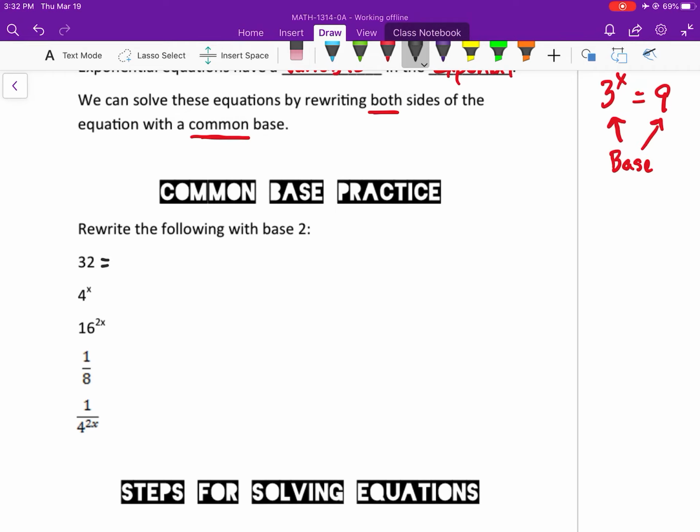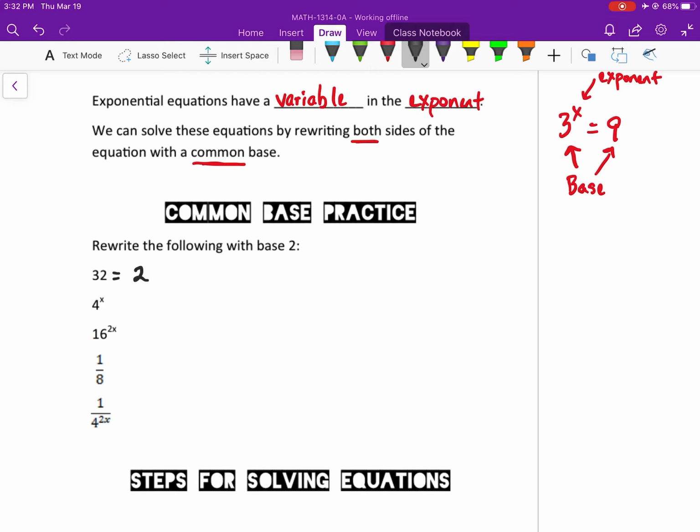Alright, so we're first going to start off with 32. So 2 to the what power is 32? Well, over here, let's see. 2 times 2 is 4. 4 times 2 is 8. 8 times 2 is 16. And 16 times 2 is 32. Okay, so all I need to do now is count my 2's. So 1, 2, 3, 4, and 5. So 2 to the 5th power is 32.